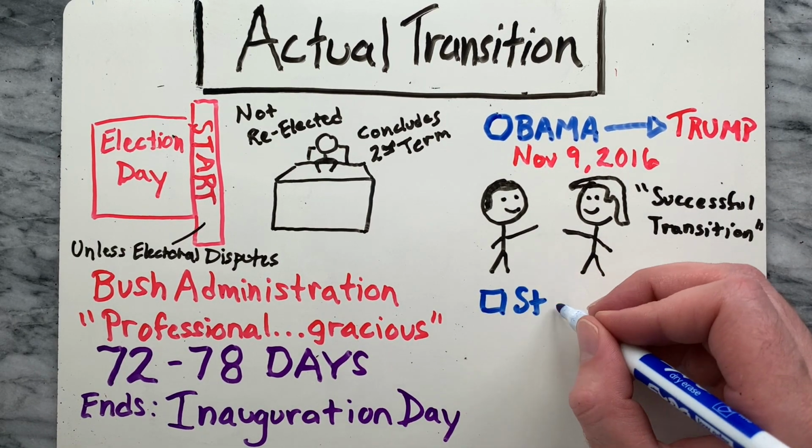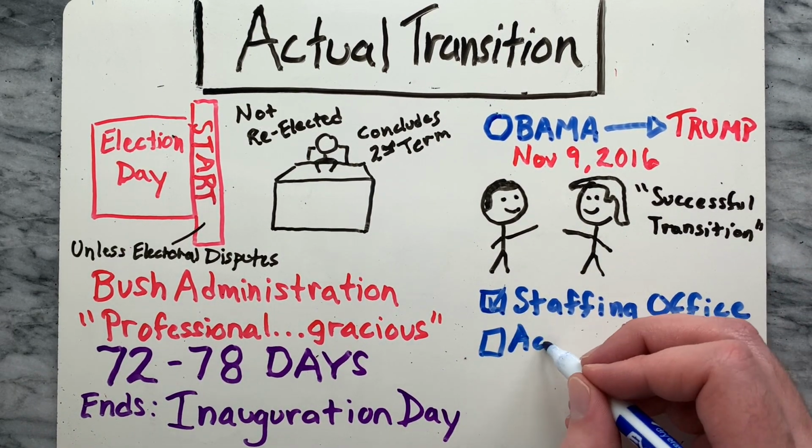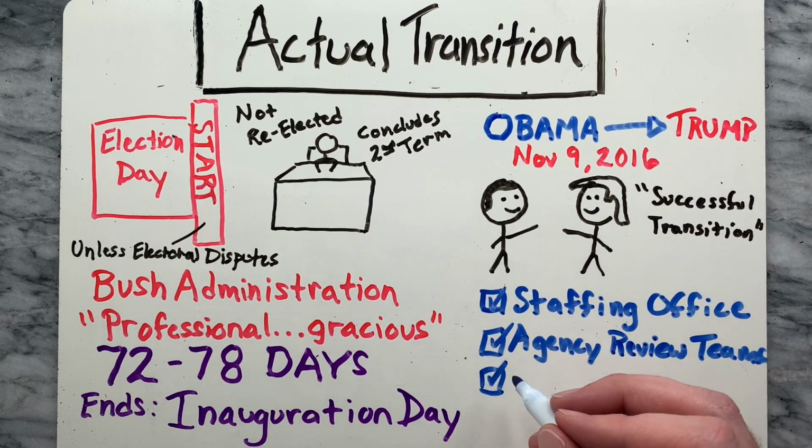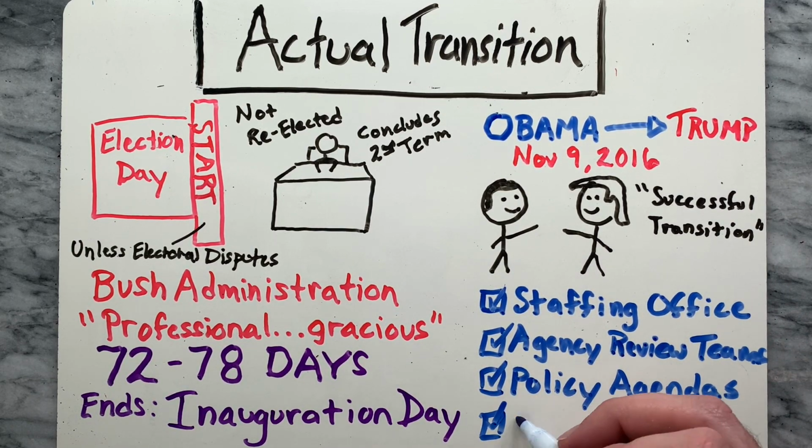This phase of the process lasts between 72 and 78 days, ending on Inauguration Day. Key activities in this phase include staffing the office of the President-elect, deploying agency review teams, building out the President-elect's policy agendas, and identifying key talent necessary to execute the new president's priorities.